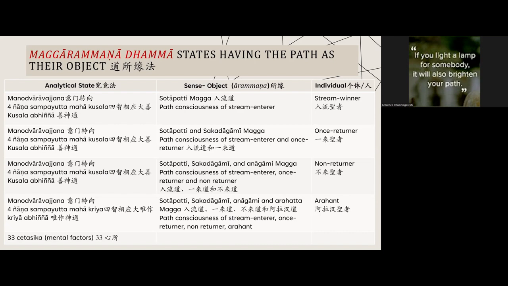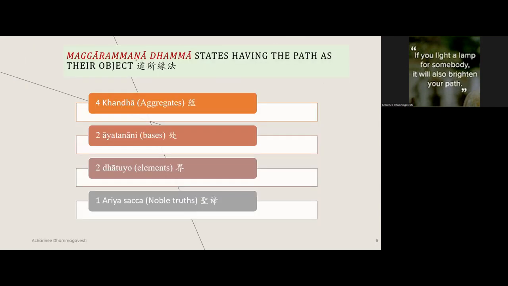These chittas come together with 33 chetasika. So in total we get 11 chitta. What are the 11? The manodvāra vajjana, the 4 mahākusala, the 4 mahākriya, and the kusala and kriya abhiññā chitta. So there are 11 chitta and 33 chetasika under this term. These dhammas are classified under 4 khandha, 2 āyatanāni, 2 dhātuyo, and 1 Ariya sacca.